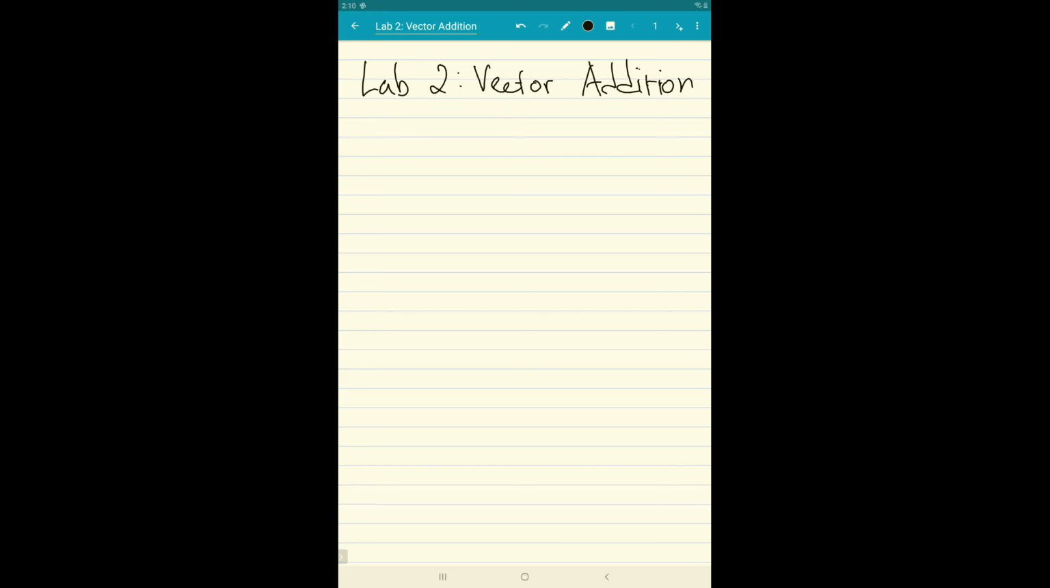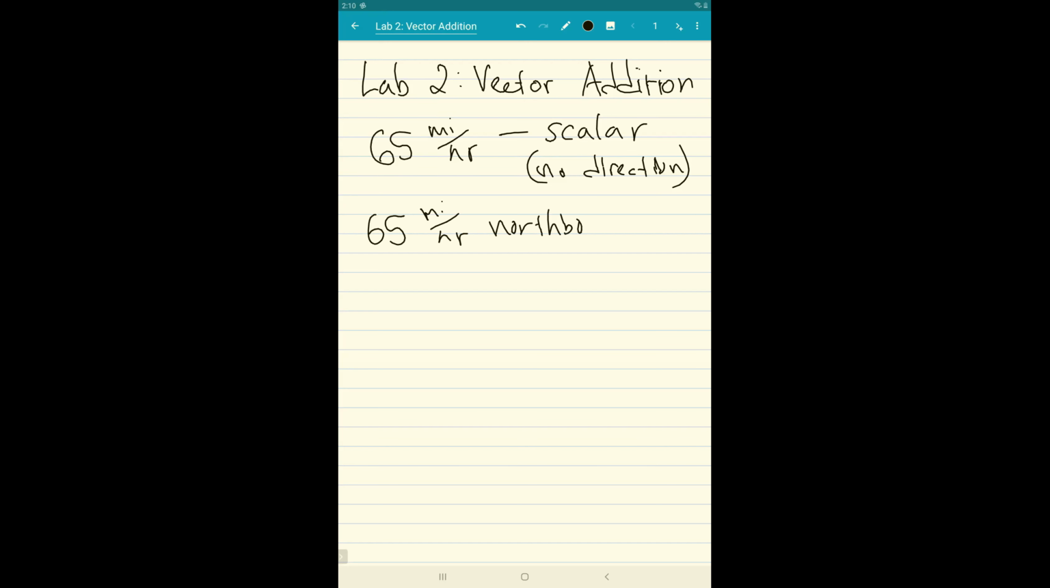Last time we worked with something like 65 miles an hour, right? And that right there is a scalar. It doesn't have a direction. So it's just a value, and just a value in physics, we call it a scalar. Today we'll be working with things like 65 miles per hour northbound. This here is a vector because it has a value plus a direction.